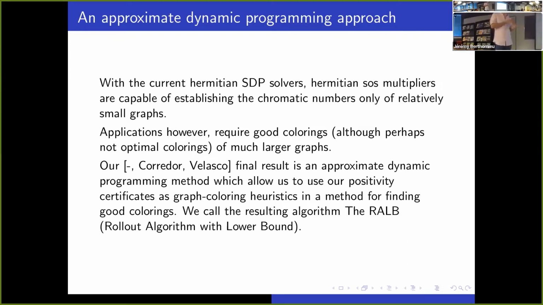Which allow us to use our positivity certificates as graph coloring heuristics in a method for finding good colorings. And we call this resulting algorithm rollout algorithm with lower bounds.